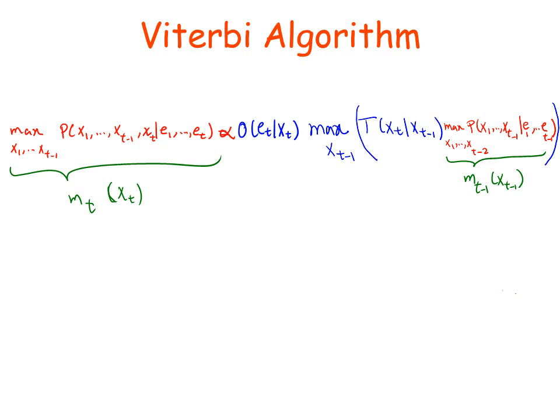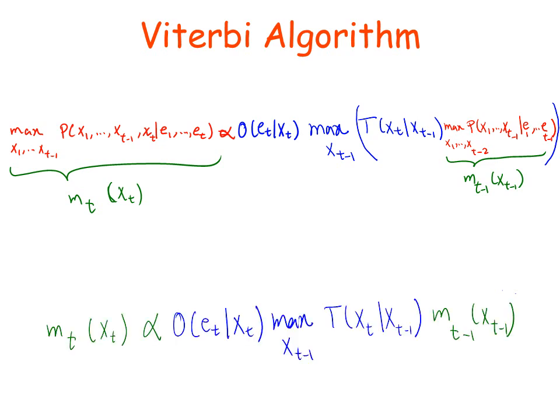By the way, this decomposition or equivalence between the left hand side and the right hand side is derived by some steps similar to what we did for the forward algorithm. So in short, mtxt is proportional to the probability of the last observation given the last state times the max over xt minus 1, where inside the maximization we have the transition probability of going from xt minus 1 to xt times mt minus 1 xt minus 1.